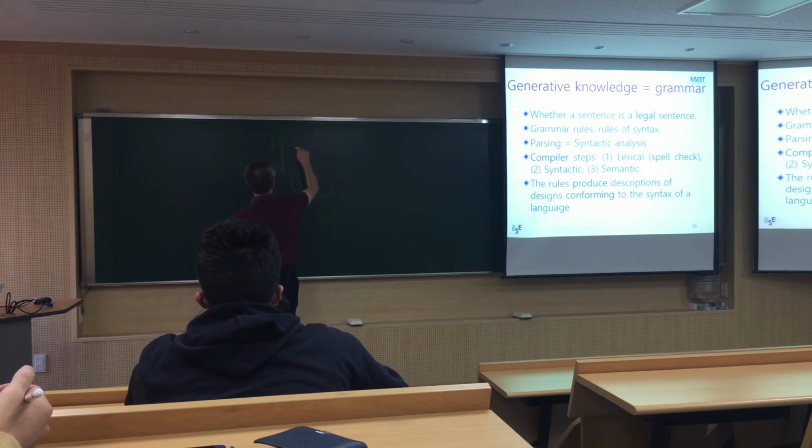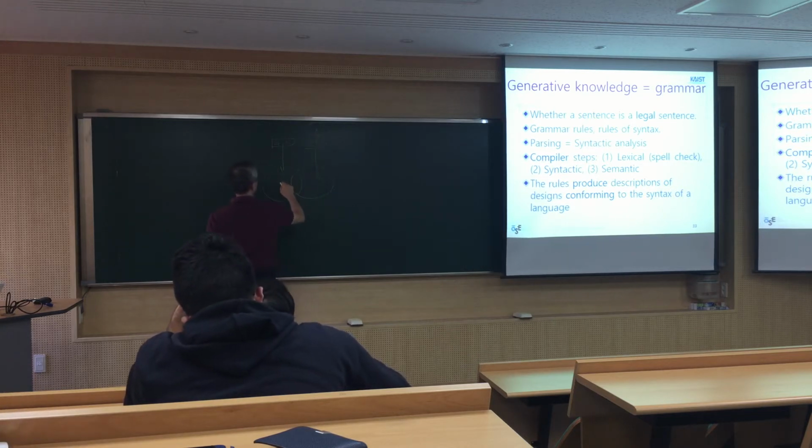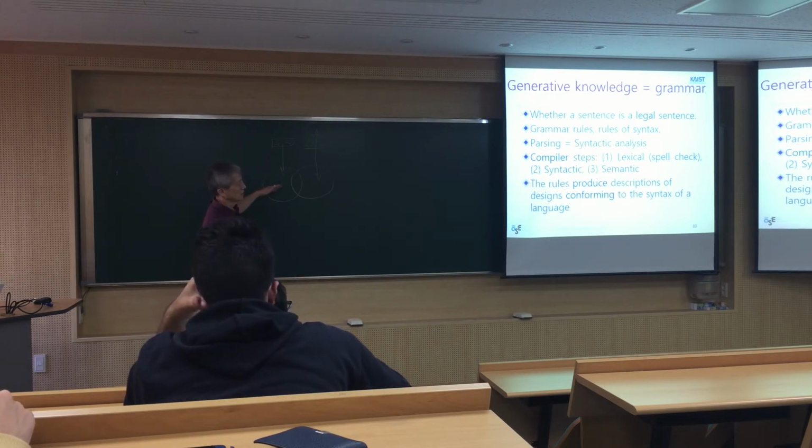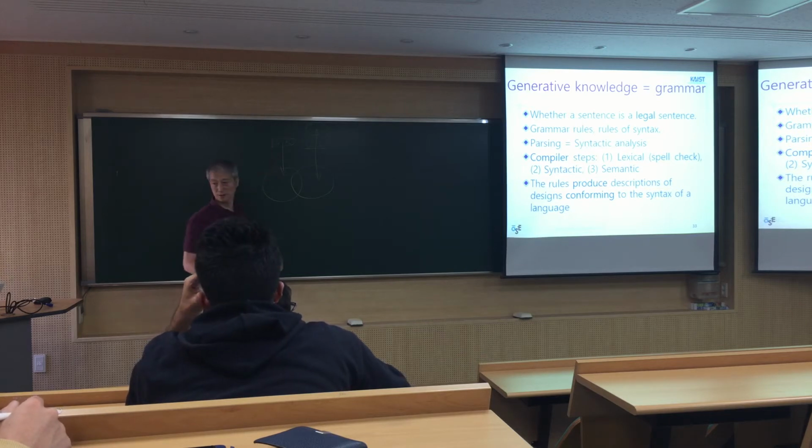This is 2A, generative knowledge. Here is interpretive knowledge. So this one we are talking about is generative knowledge, grammatical rules. So grammatical rules produce description sentences conforming to the syntax of the language.